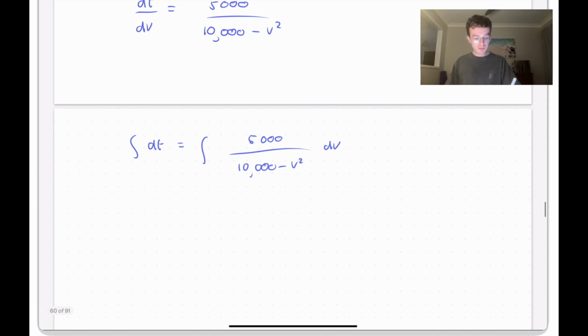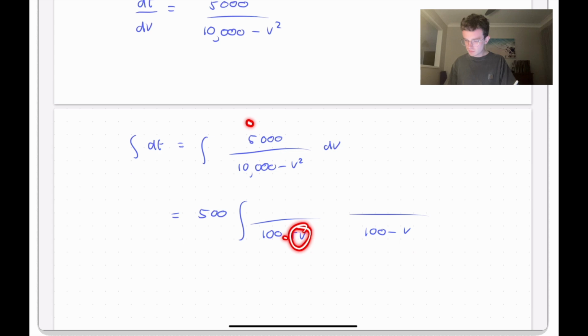Whoever thought you wouldn't use partial fractions in the real world, we're going to have to do it here. 5,000 integral, if that's a difference of squares, it's going to be 100 plus v, 100 minus v. Now let's just use our cover-up method. So we need to put in minus 100 here, so it's going to be 5,000 on 100 minus minus 100, so on 200. So that's going to be 25 there. Oh, sorry, if I do it that way, I haven't pulled out a factor of 5,000, so I'm going to leave that there.